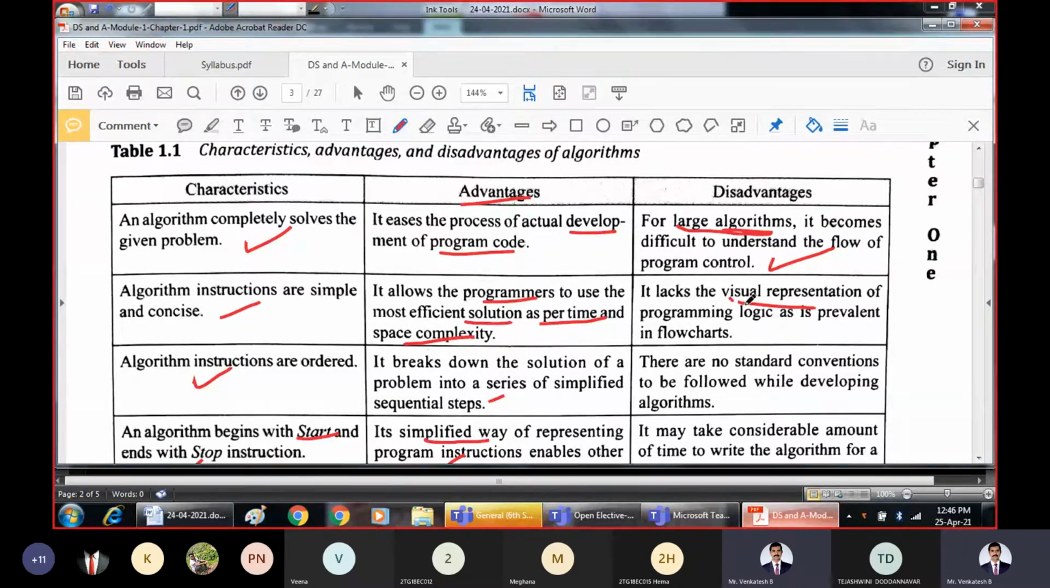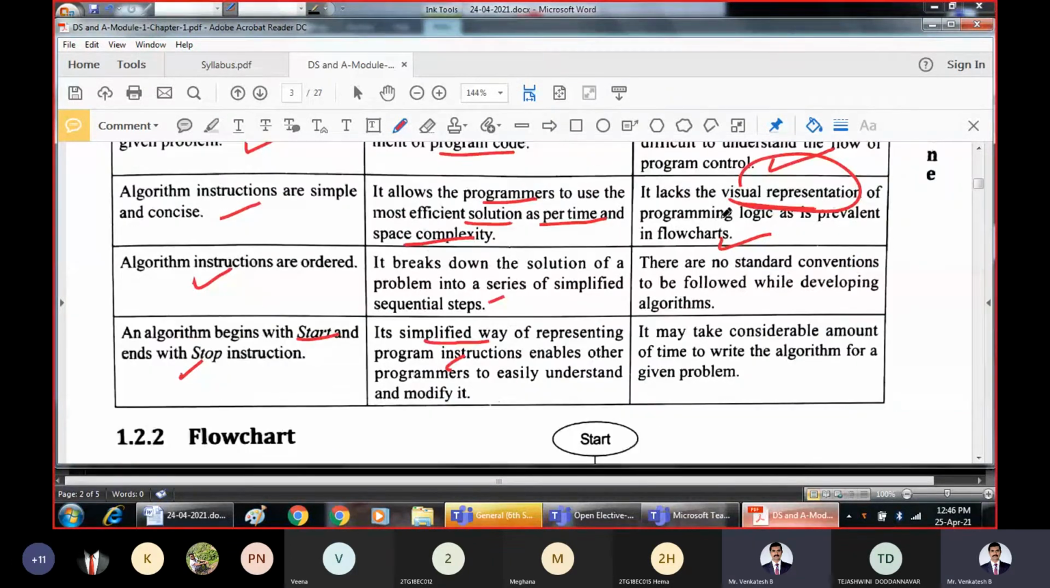A visual representation is provided in flowcharts, but not in algorithms. And there are no standard conventions to be followed while developing algorithms. That means there is no standard way of writing algorithms. Users can write in whatever way they want. For example, I just gave an example of preparing a tea. What was the procedure that I told? We put water into the bowl, then sugar first, then tea powder, milk at the end.